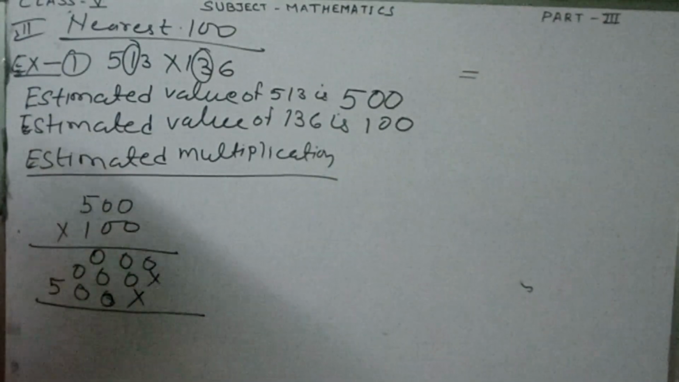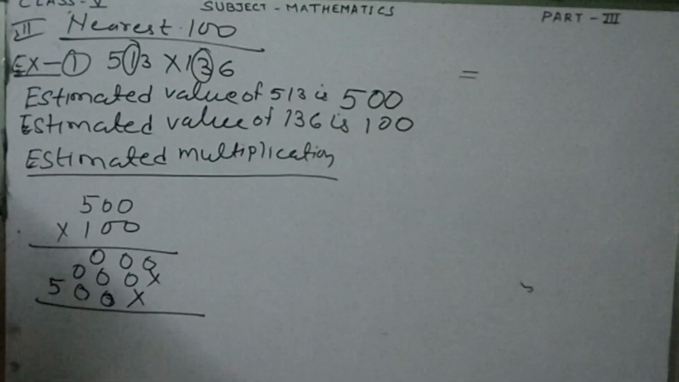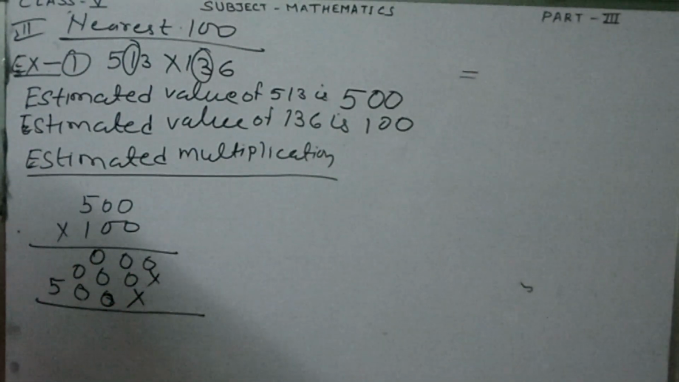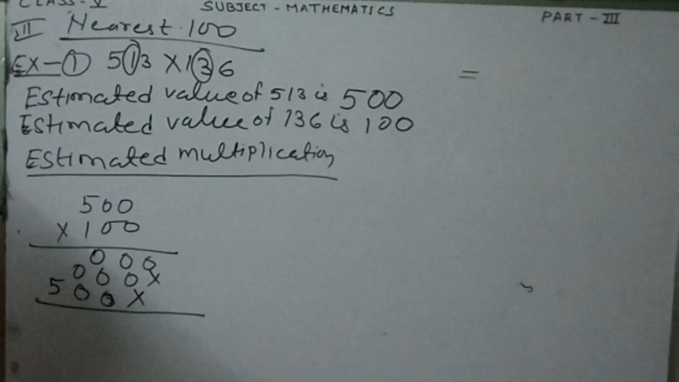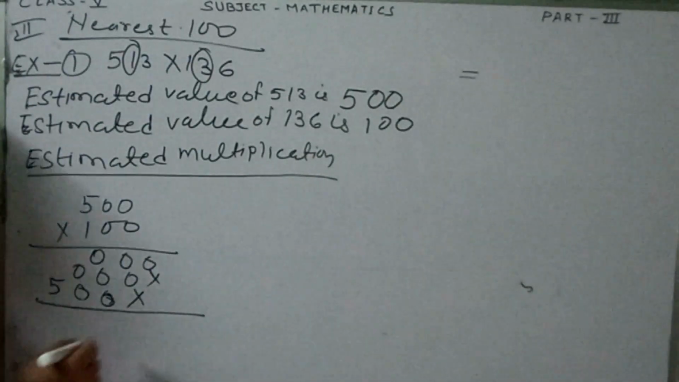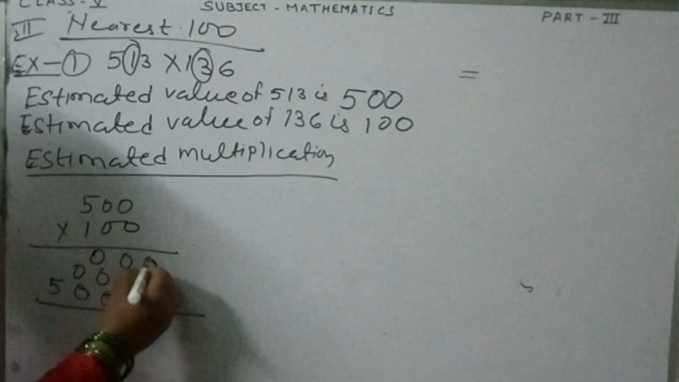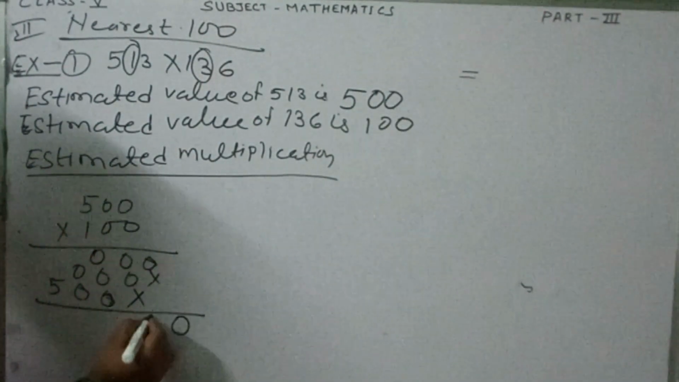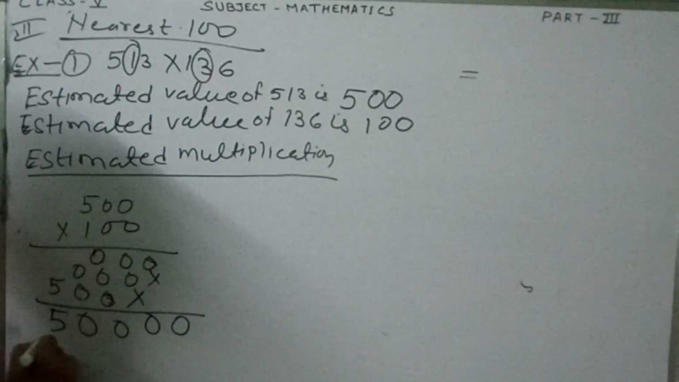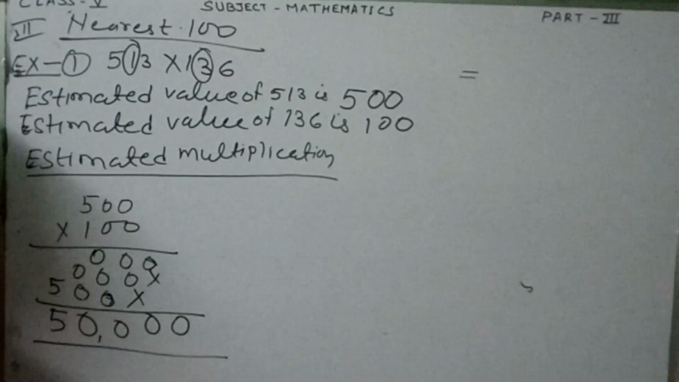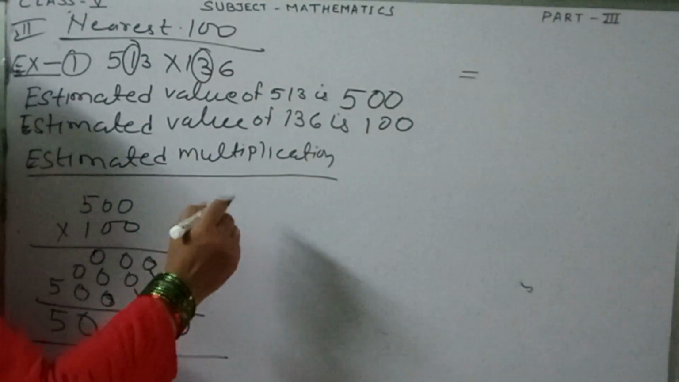Students, if we multiply any number with 0, it will be 0. And if we multiply any number with 1, the same number will come. Okay. Now, next we add the numbers. This one is 0, 0 plus 0, 0, 0, 0, 0, 0, 0, and this one will be 5. That means 50,000.